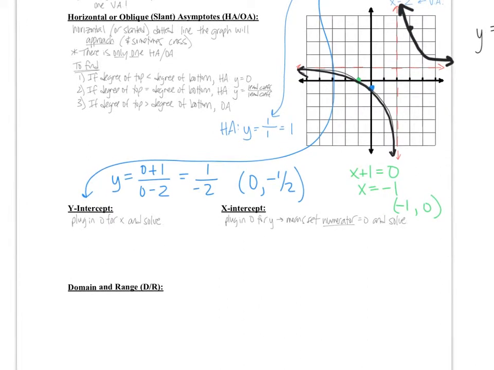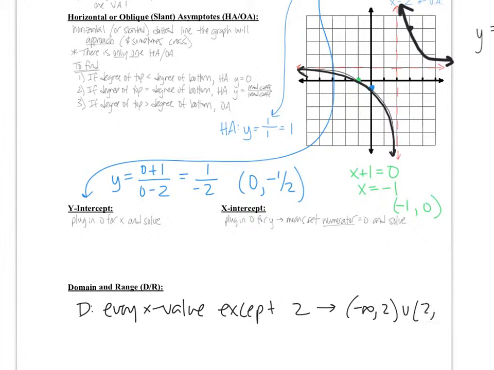So the domain of my graph is every x value except, where's my asymptote for the x value? My asymptote's at 2. So how do you write the domain of every single number except for 2? That means I go negative infinity to 2 and 2 to infinity. And why are they parentheses and not brackets? Because the graph does not touch the asymptote, so you can't include 2.